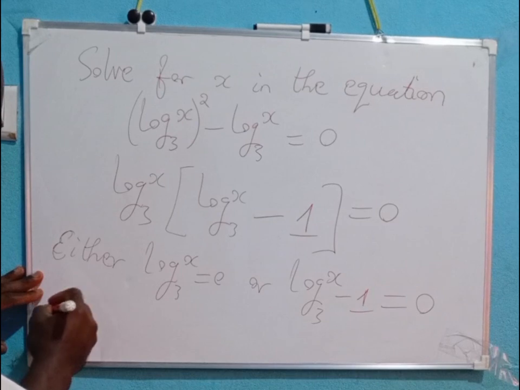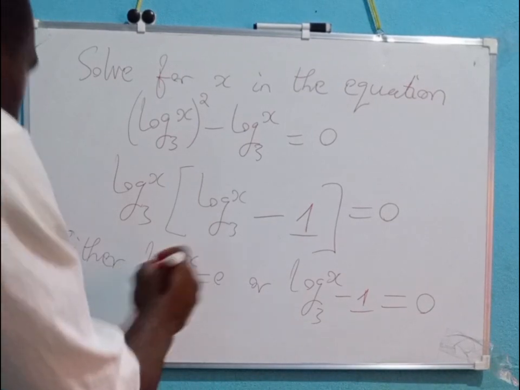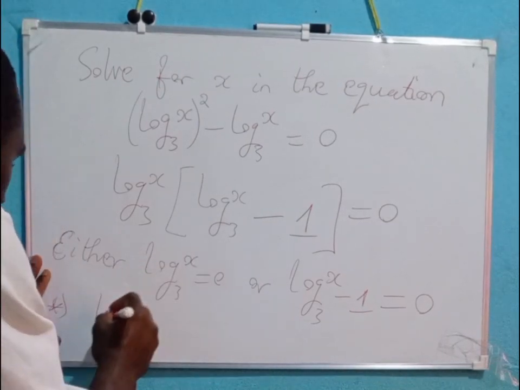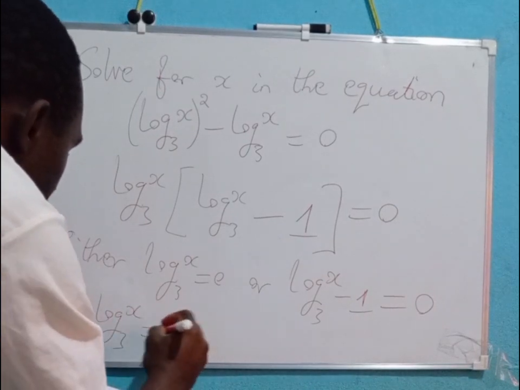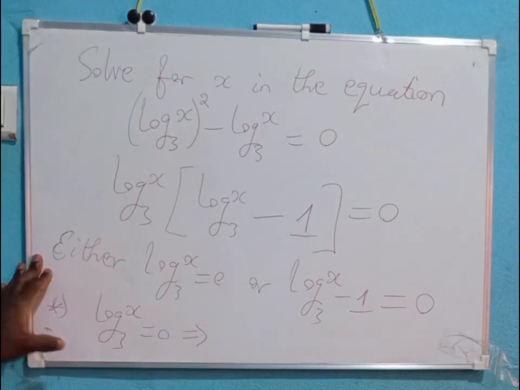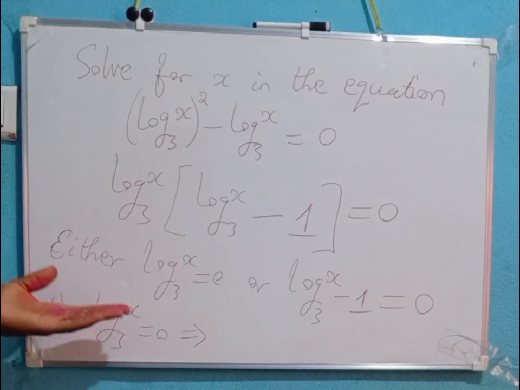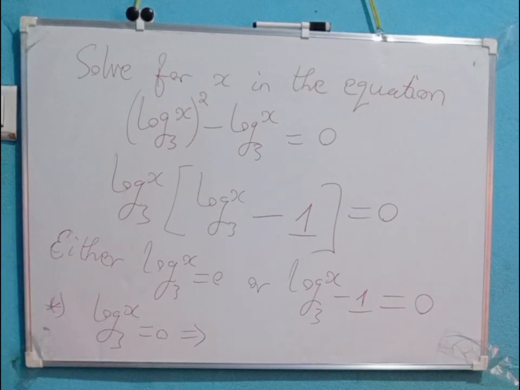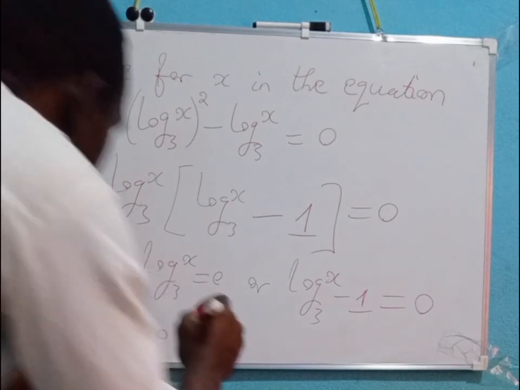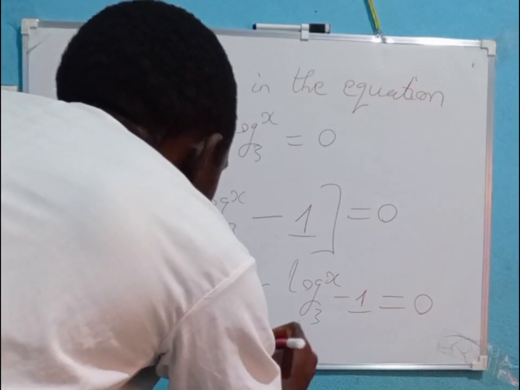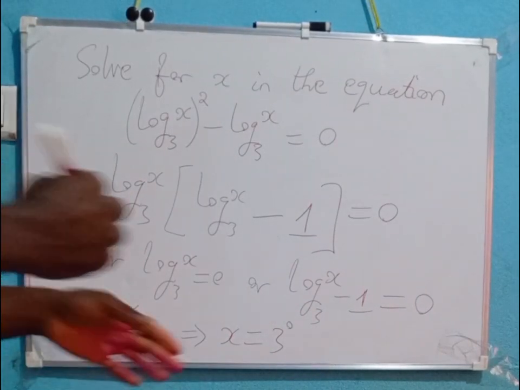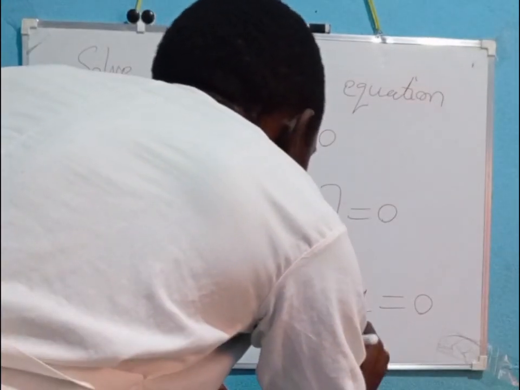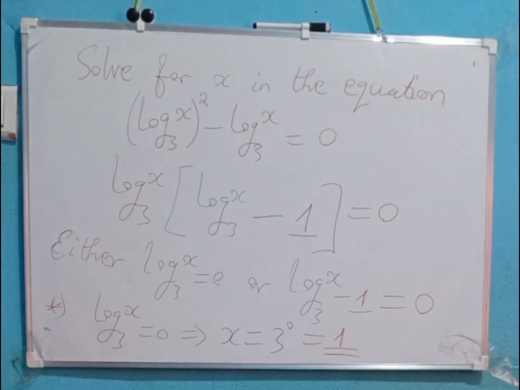Then we take the first star, log x base 3 equal to 0. Then we are going to change from logarithmic form to index form. Then x will simply be equal to 3 raised to the power 0, and 3 raised to the power 0 is simply equal to 1. This is the first solution.